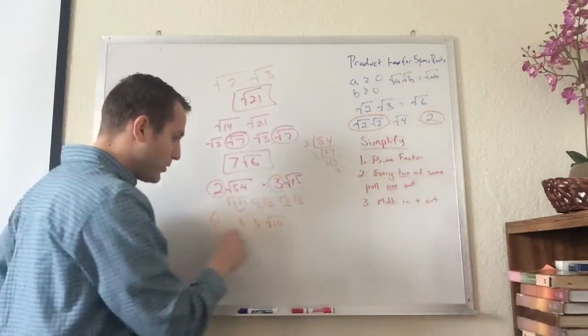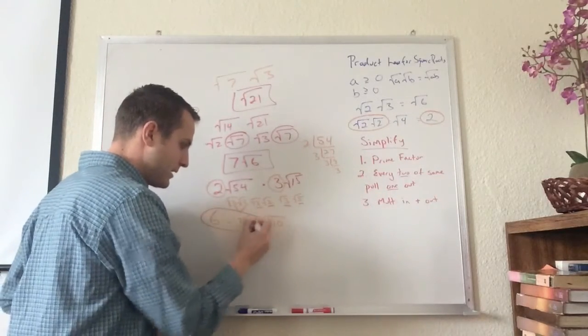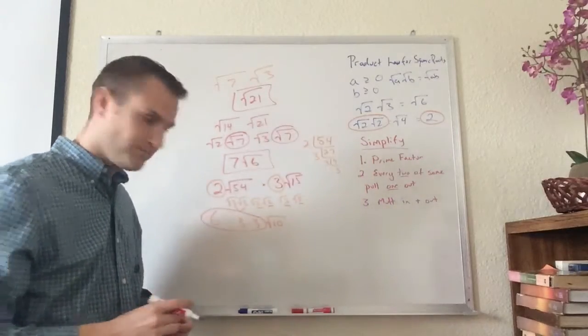Now notice I pulled both of these out. So now I have 3 numbers outside. So I want to multiply all of those together.